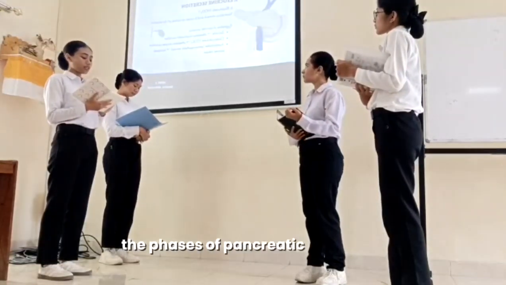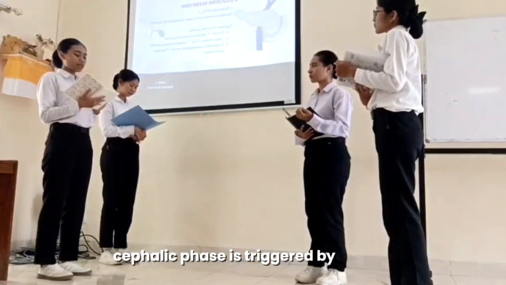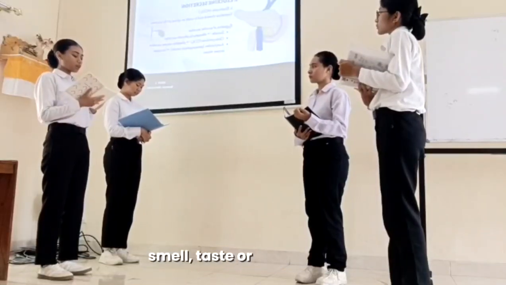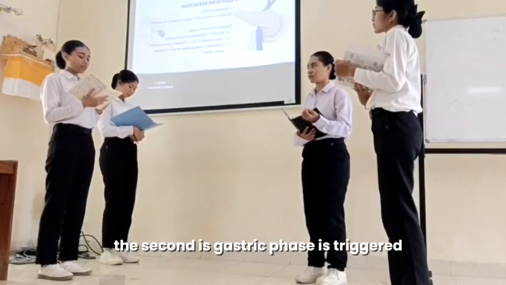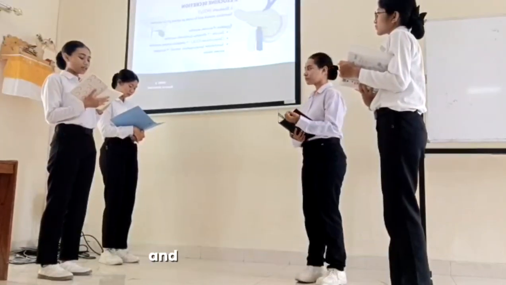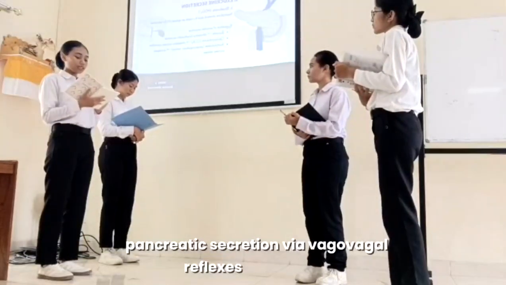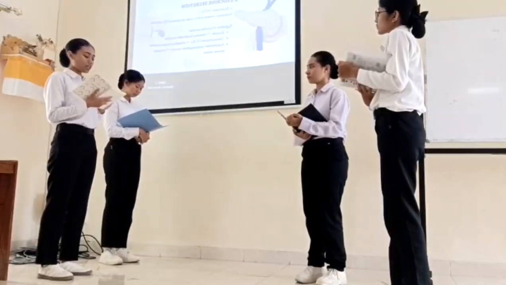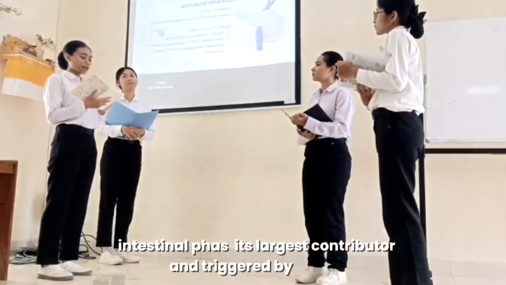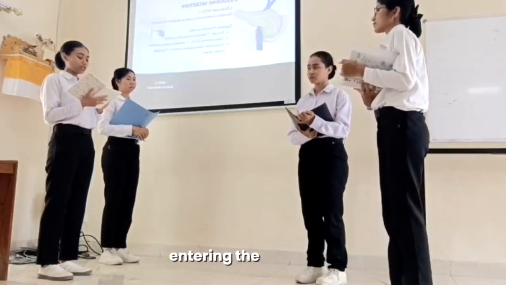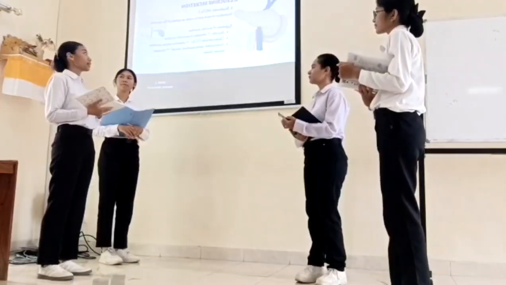The phases of pancreatic secretion: number one, the cephalic phase, is triggered by the sight, smell, taste, or thought of food. The second is the gastric phase, triggered by stomach distension, which stimulates low-level pancreatic secretion via vagovagal reflexes. And the last, the intestinal phase, is the largest contributor, triggered by chyme entering the duodenum and controlled predominantly by secretin. The next slide.